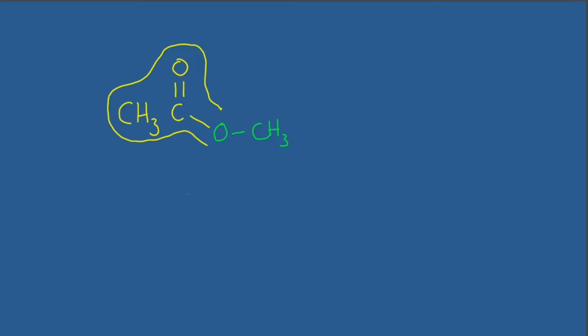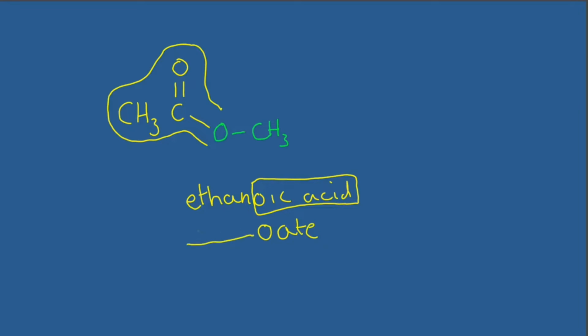So this would have 2 carbons in it, so if it was an acid, it would be ethanoic acid. But what we do in esters is we change the ending of this bit, so we take off "ic acid" and we're going to add on "ate". So in this case it would be ethanoate. And that's okay, fine, happy days.